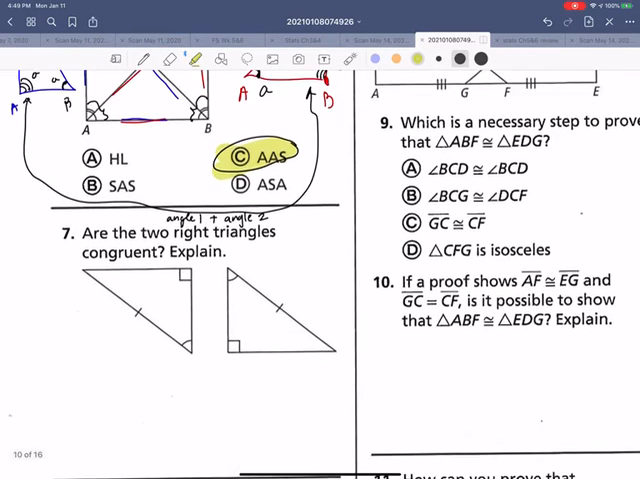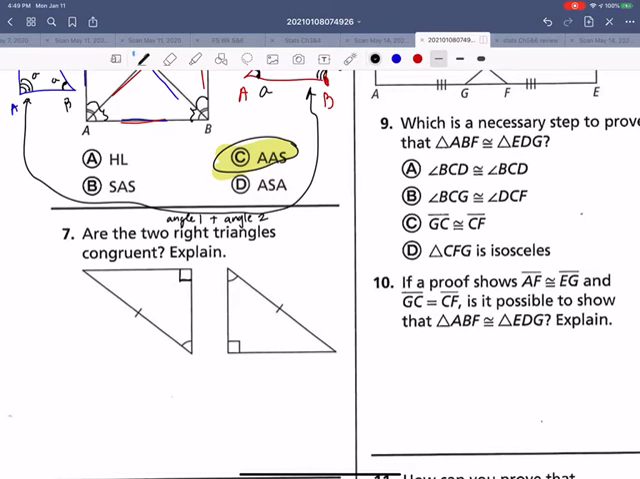Nice. What about 7? Are these two right triangles congruent? So I have a right angle, right? I have an angle and a side and a side. So this spells angle, angle, side. So that is a right triangle theorem. So the answer is yes. Angle, angle, side, triangle congruence.